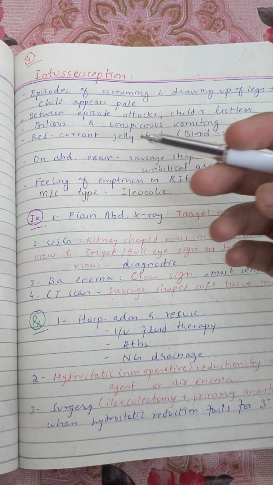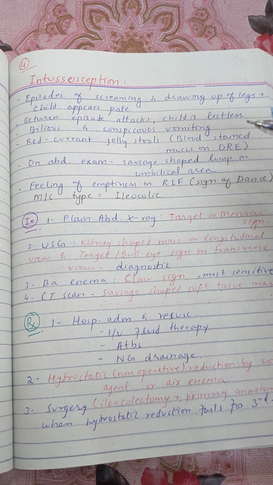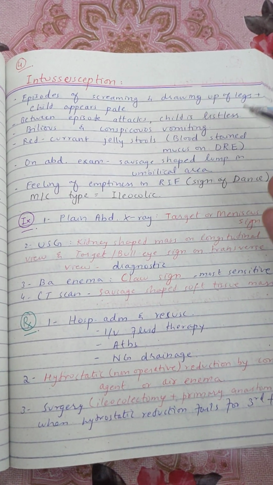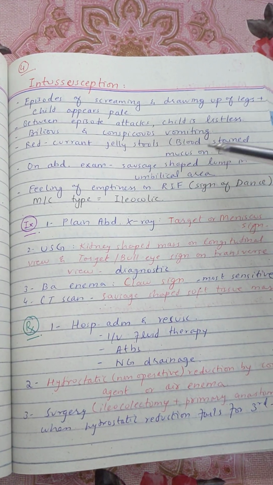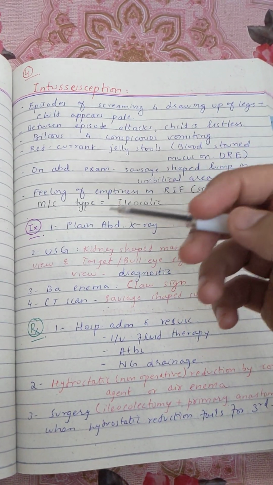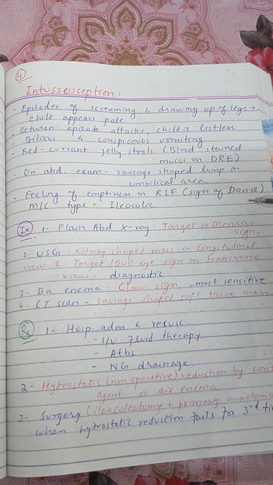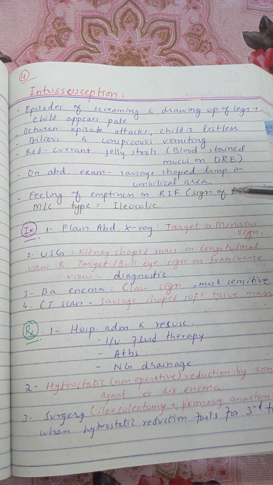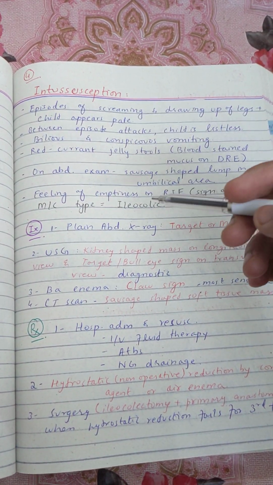There will be bilious and conspicuous vomiting. There will be red currant jelly stools, which are basically blood-stained mucus with stools or diarrhea. On abdominal examination, there will be a sausage-shaped mass or lump in the umbilical area, and there will be a feeling of emptiness in the right iliac fossa. This is called the sign of Dance, and it is specific for intussusception. The most common type of intussusception is the ileocolic one.